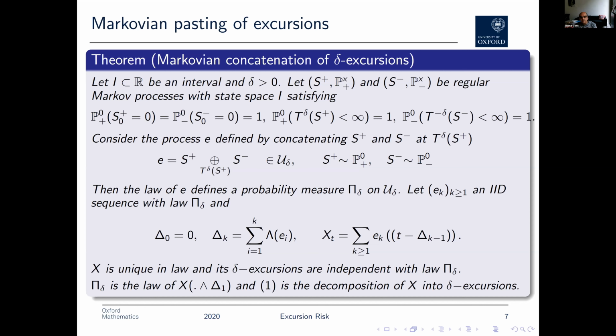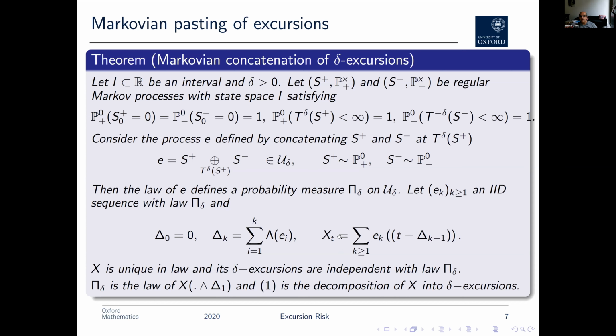We saw that this is an IID decomposition, and now I do the opposite. I construct a valid law on the space of delta excursions by doing this, and then I just take IID copies and paste them together to get a process. And this is a way of constructing the process. It's not the usual way you do it. It's not via an SDE or a generator, but it gives you the unique law of a process.